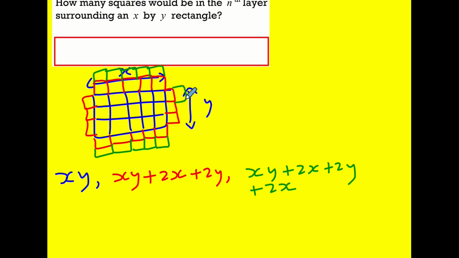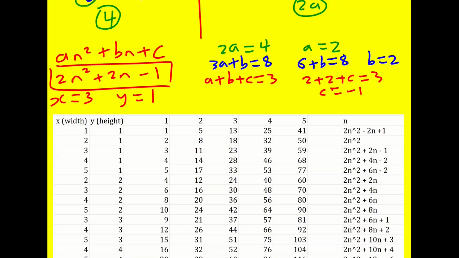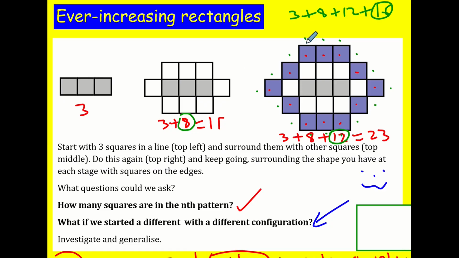And then I'm going to do the same for y. I'm going to add on y amount of squares and another y amount of squares. So another 2y. And just to finish, I've got these ones in the corner. So 1 here, 1 here, 1 here, and 1 here. I'm actually going to be adding 4 on. And you can see that happening for the first pattern.